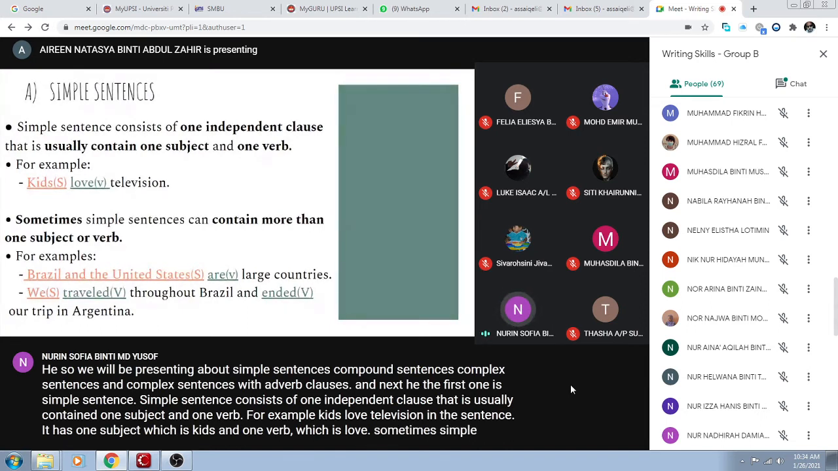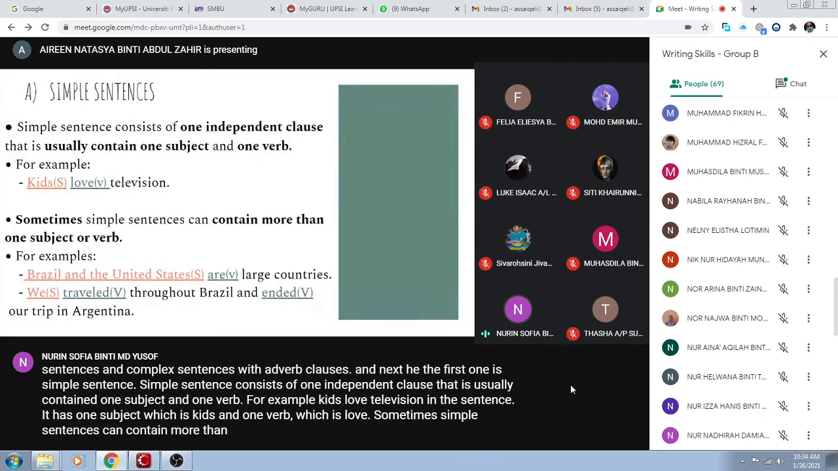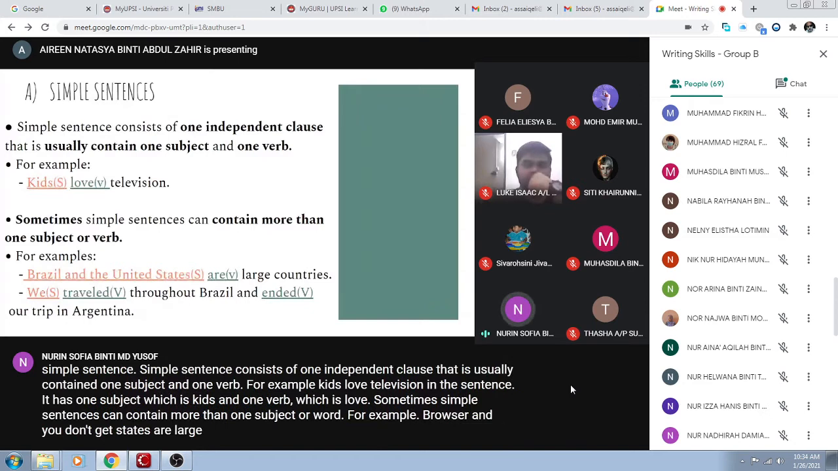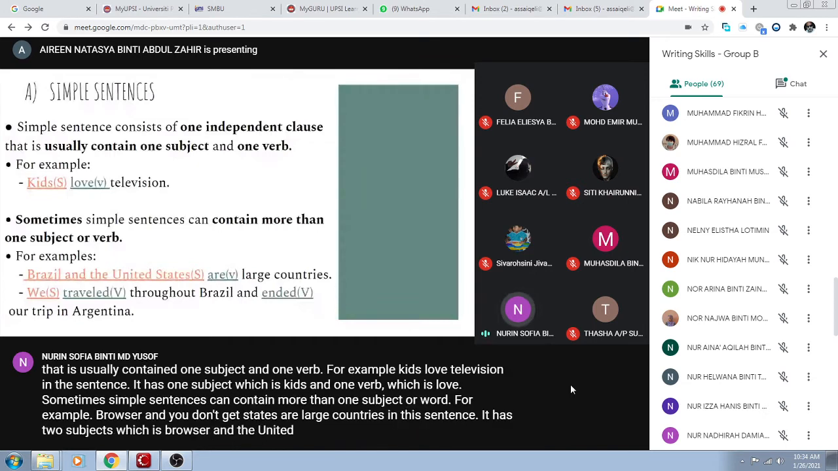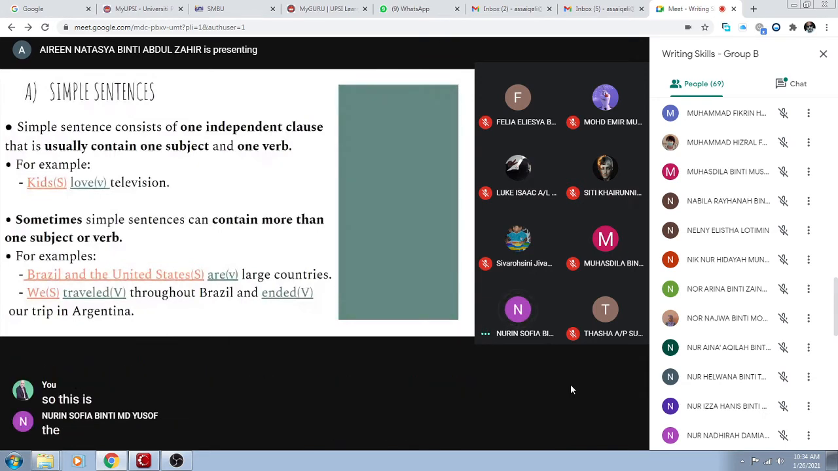Sometimes simple sentences can contain more than one subject or verb. For example, Brazil and the United States are large countries. In this sentence, it has two subjects, which are Brazil and the United States, and one verb, which is are. So this is a simple sentence with a compound subject.